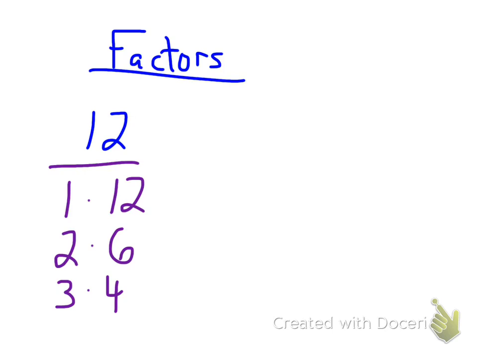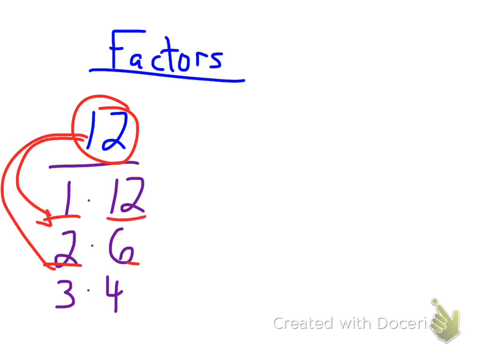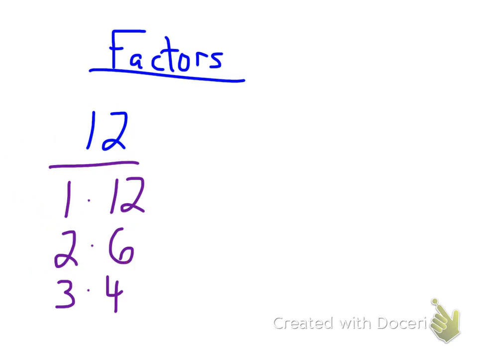The last thing is this is also just a way of thinking about division. So 12 divided by 1 is 12. 12 divided by 2 is 6, and 12 divided by 3 is 4. So multiplication and division work together. So when we're finding factors, we're also doing multiplication and division.